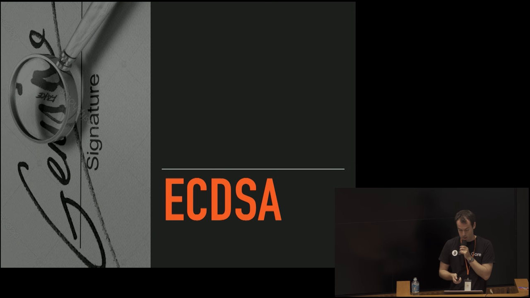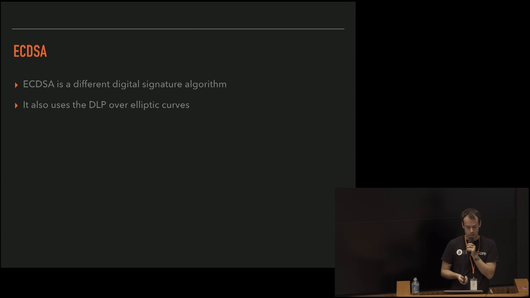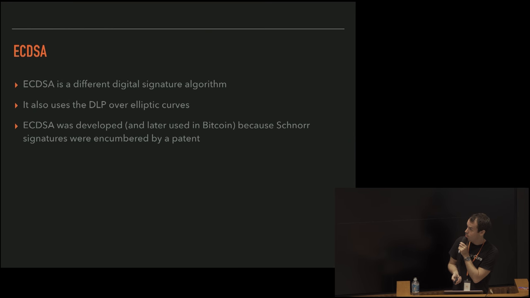All right, ECDSA. I'm going to go over this very quickly. I'm just going to give the identities and the formula. It's a different digital signature algorithm. It also uses the discrete log problem over elliptic curves, just like Schnorr. And it was developed and then used in Bitcoin because Schnorr signatures, that scheme was encumbered by a patent.